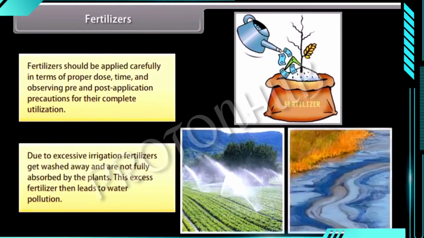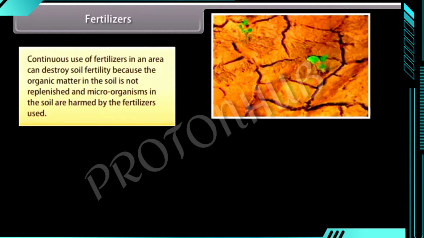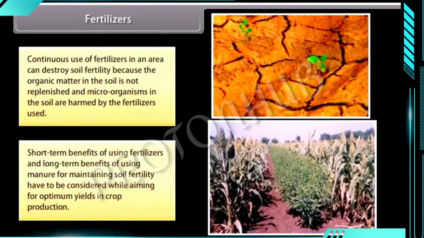Due to excessive irrigation, fertilizers get washed away and are not fully absorbed by the plants. This excessive fertilizer then leads to water pollution. Continuous use of fertilizers in an area can destroy soil fertility because the organic matter in the soil is not replenished and microorganisms in the soil are harmed by the fertilizers used. Short-term benefits of using fertilizers and long-term benefits of using manure for maintaining soil fertility have to be considered while aiming for optimum yields in crop production.